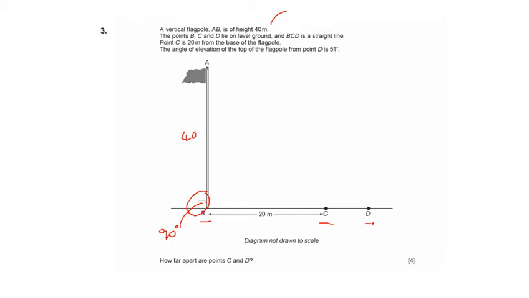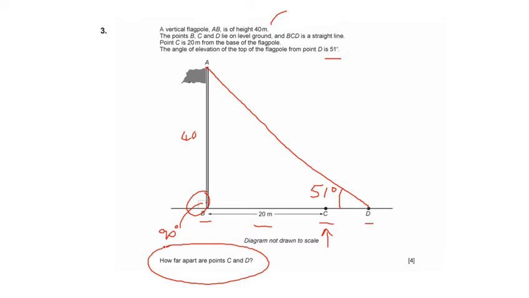The point C is 20 metres from the base of the flagpole. The angle of elevation of the top of the flagpole from point D is 51 degrees. So from point D, if I drew a straight line to the top of the flagpole, the angle of elevation is 51 degrees. Question is, how far apart are points C and D?